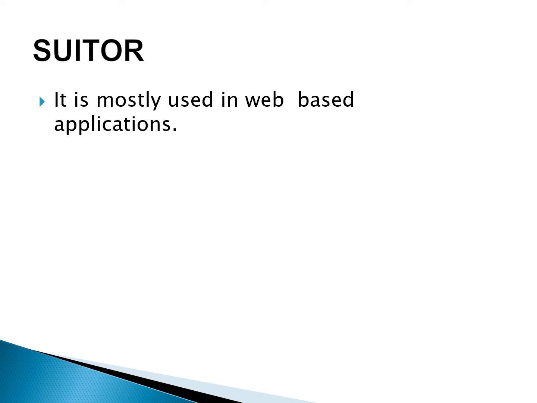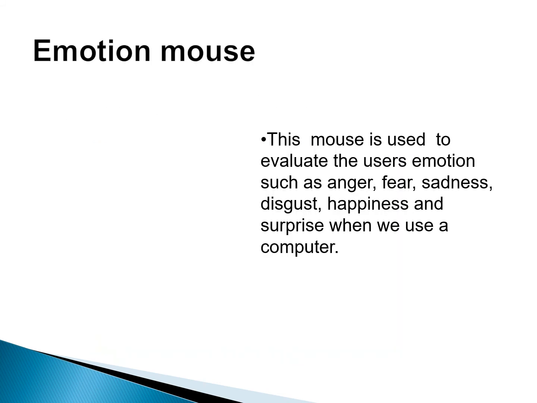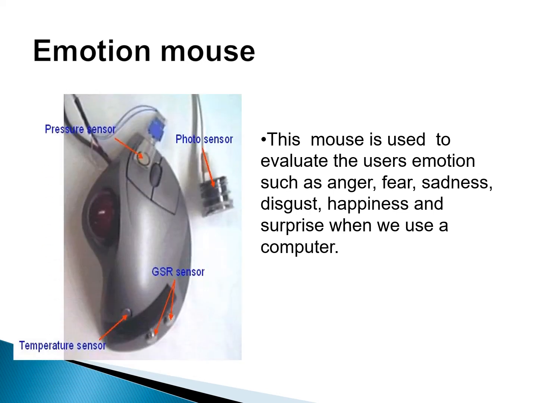Next is SUITOR. It is mostly used in web-based applications. Next, the emotion mouse. This mouse is used to evaluate the user's emotion, such as anger, sadness, fear, happiness, surprise, etc., when we use a computer. Here you can see a pressure sensor, photo sensor, GSR sensor and temperature sensor. These sensors are used to evaluate the emotions of the user.